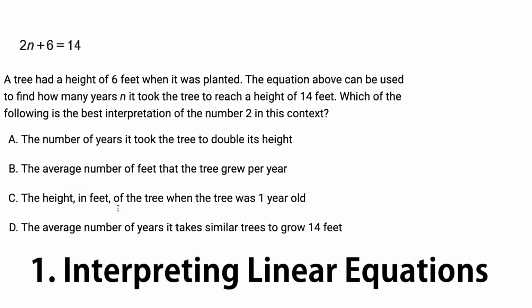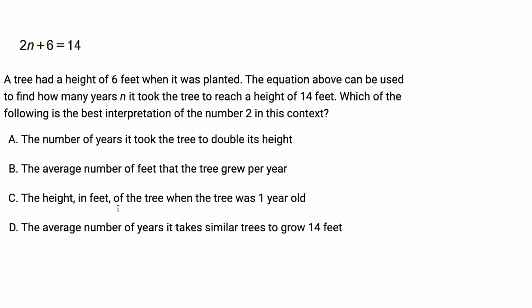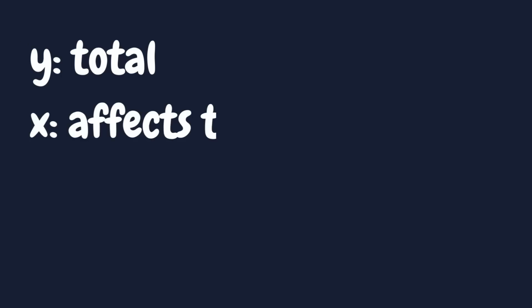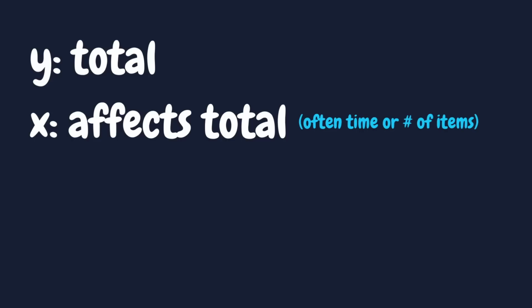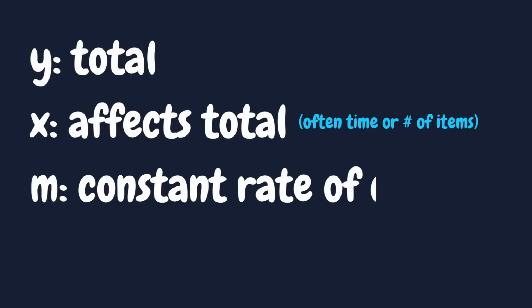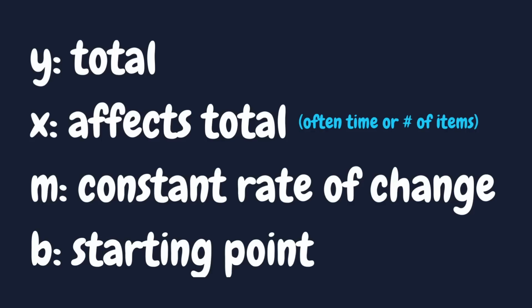So before we get into it, let's talk about what every part of y equals mx plus b represents in the context of a word problem. So y is going to be our total. X is going to be the thing that affects the total, which is usually time or a number of items being purchased or something like that. M is obviously the slope, but we want to look for a constant rate of change. Think like miles per hour. And then b is our starting point.